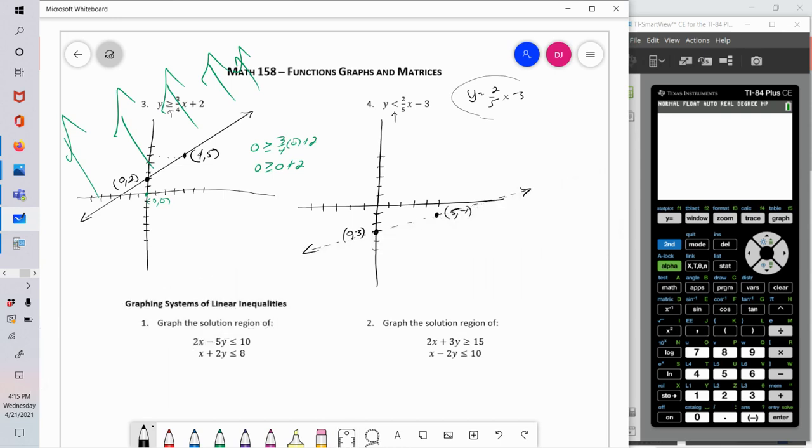And then we're going to decide whether to shade above or below the line. I pick the origin. 0 for y is less than 2/5 times 0 for x minus 3. We get 0 is less than -3. That's not true, so we don't shade the origin side. We shade the other side. Okay, that makes sense? So hopefully we're good there.